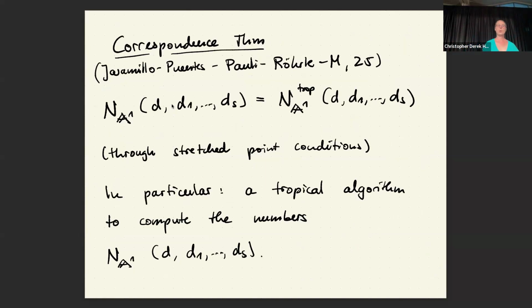So with Andres Jaramillo Puentes, Sabrina Pauli, Felix Röhle, we proved our correspondence theorem that states you can compute those quadratically enriched enumerative invariants that count curves that satisfy conjugate point conditions and k-rational point conditions. You can compute those by counting the suitable tropical curves. When I call it a correspondence theorem, I'm exaggerating a little bit because we actually only proved it for a particular point configuration or a set of point configurations. But that is good enough to give you actually a tropical algorithm to compute those numbers.